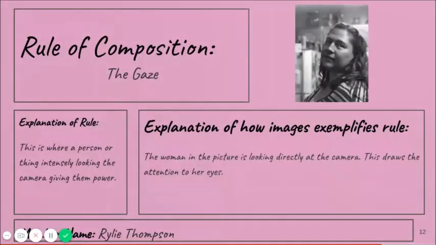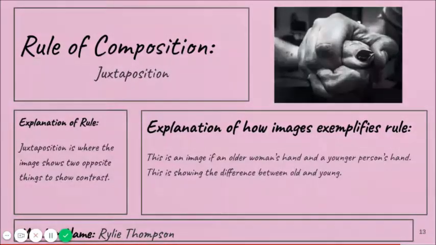The gaze. This is where a person or thing is intensely looking into the camera and giving them power. The woman in the picture is looking directly at the camera and this draws attention to her eyes.